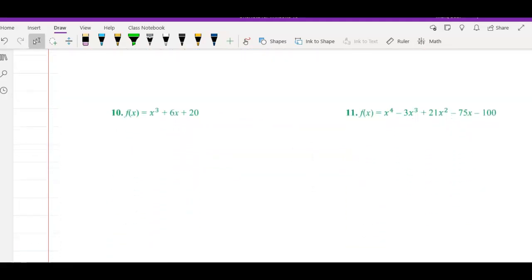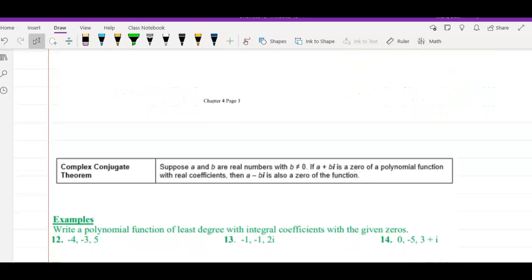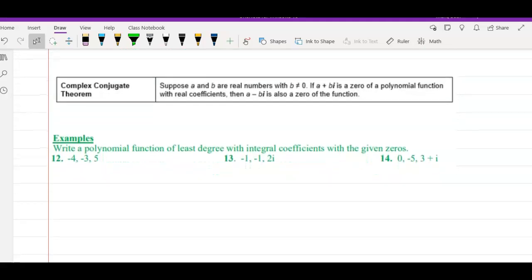We'll continue to practice some of these in class, but for now I'm going to scroll down to our very last concept. Suppose a and b are real numbers with b not equal to 0. If a plus bi is a 0 of a polynomial function, then a minus bi is also a 0. What that means is kind of what I alluded to earlier, that the imaginary roots always come in pairs.